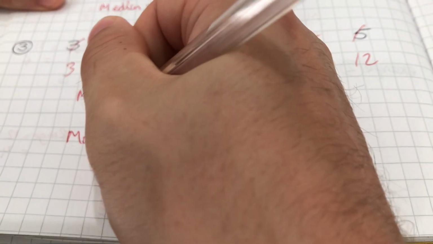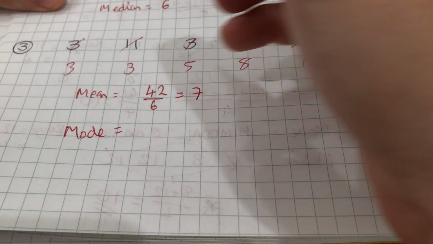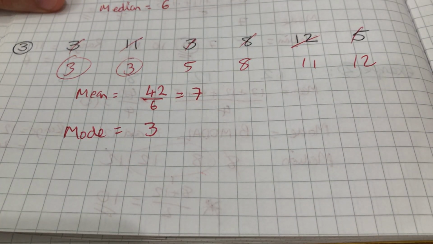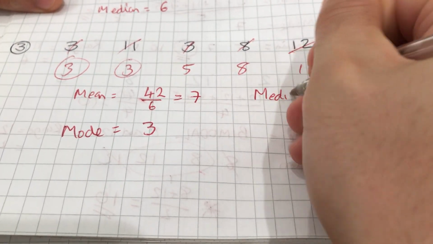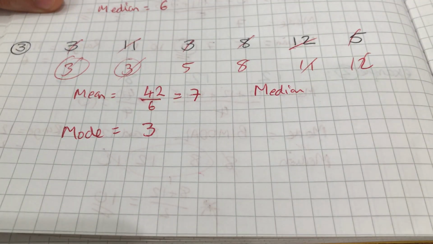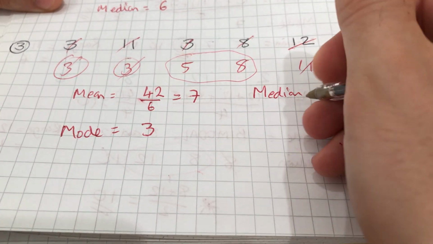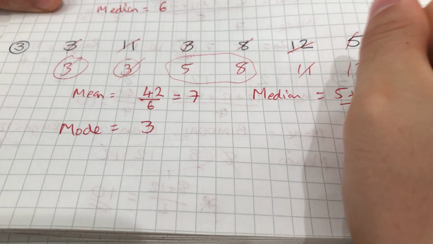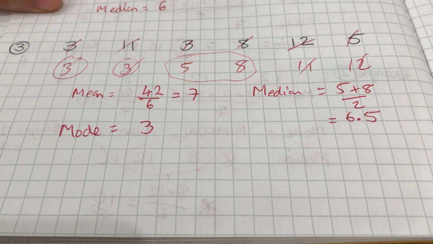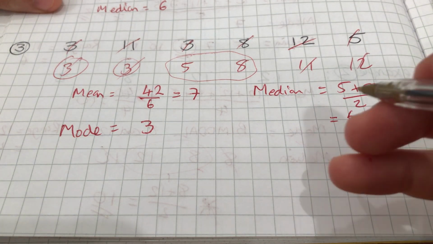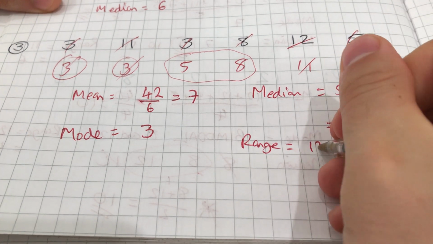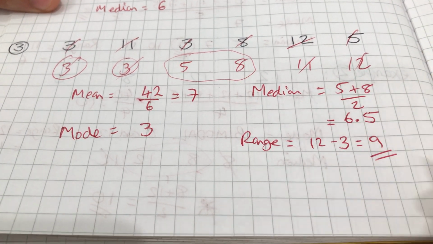The mode is the one that comes up the most, which is 3, which has come up twice, but the rest haven't, so it's 3. The median, of course, take off the biggest and smallest, and the next biggest and next smallest, and then we're left with 2. So we need to add those 2 together and half it, giving us 6.5, because 5 plus 8 is 13, half it is 6.5. And the range is the biggest take the smallest, 12 take 3, which is 9.